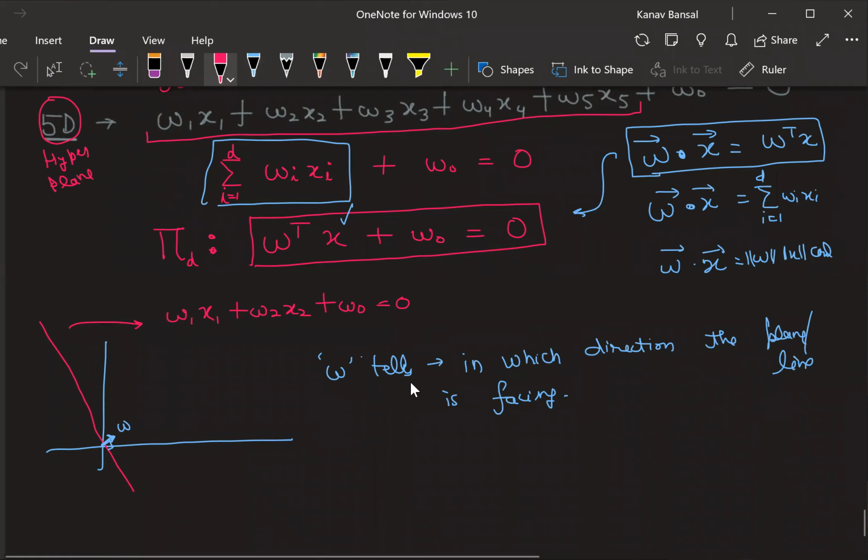Now, can you tell me, where is this point? Is it on the front side of the plane or on the back side of the plane? Given that W is telling us in which direction the plane is facing, where is this point? It is in the front, right? Similarly, when we talk about this point, where is it? It is on the back side of the plane, right? Is it clear to everyone what is the front side of the plane and what is the back side of the plane?